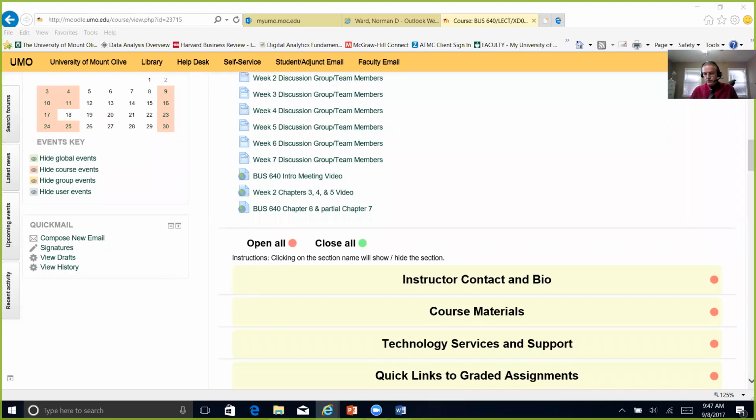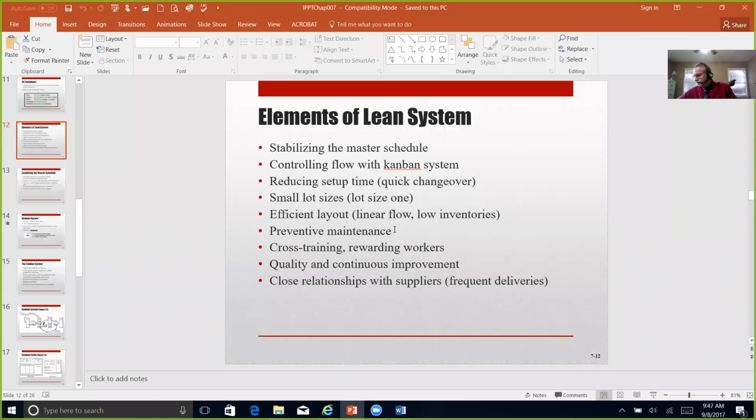Let me share my screen back with you so you can see what we did. We got through chapter 6. Chapter 7 was partial, so I went ahead and posted the partial chapter 7 here, and I'm going to pick back up where we left off before I had technical difficulties. Hopefully we'll now be able to complete chapter 7 without any more difficulty.